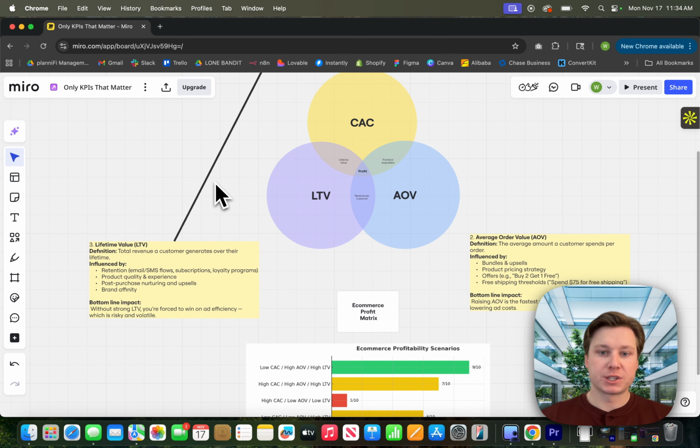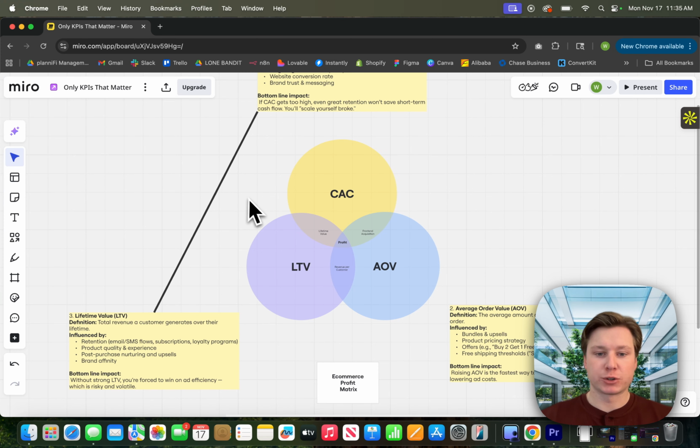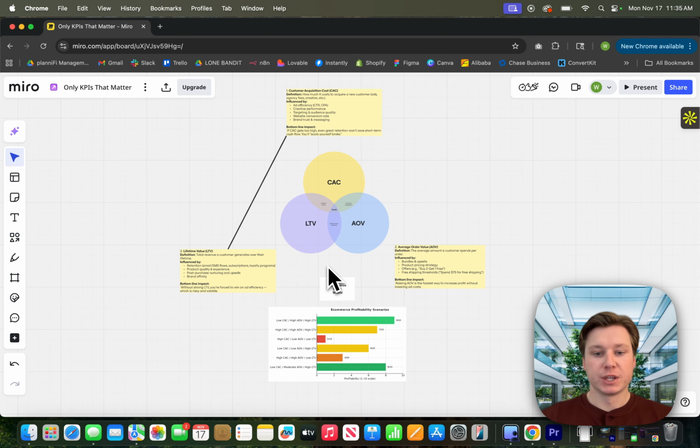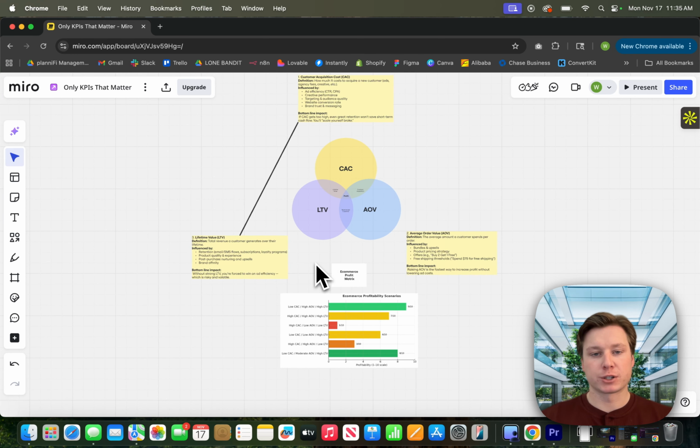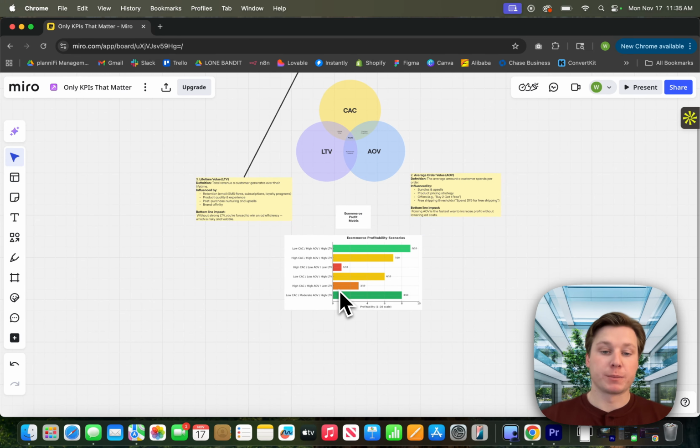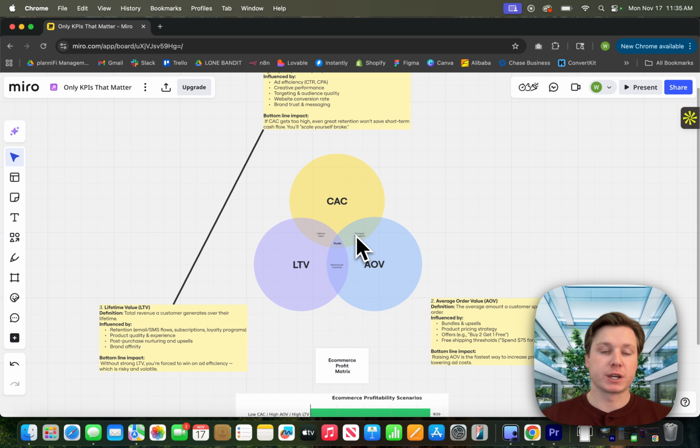So all that being said, this is the profitability matrix. This is what goes into creating profitable acquisition on the front end. And then obviously focusing on LTV is extremely important on the back end. So this is the e-commerce profitability matrix when it comes to acquisition. And I highly recommend that you optimize for all three of these because it's just going to make your life and your business a lot easier.